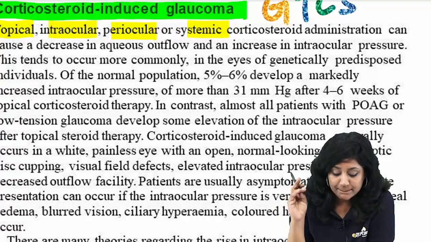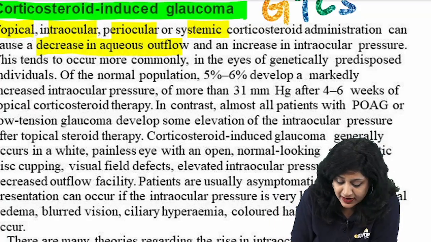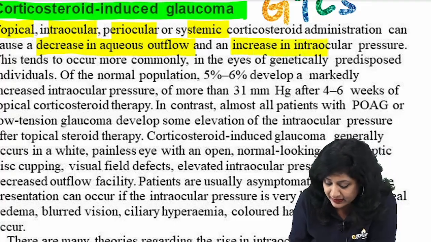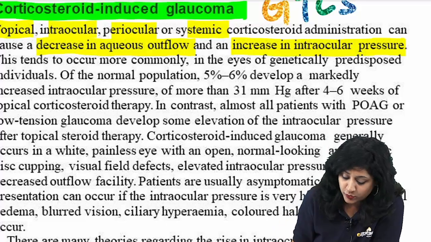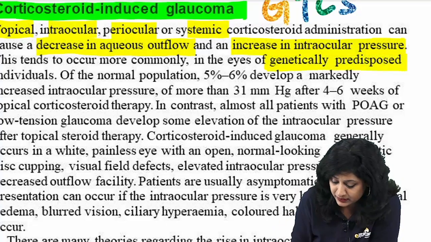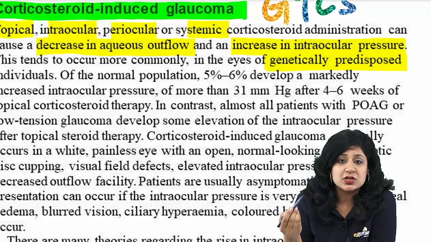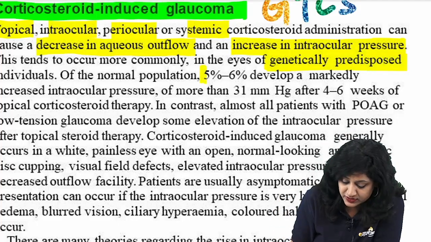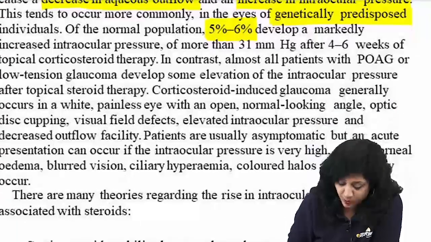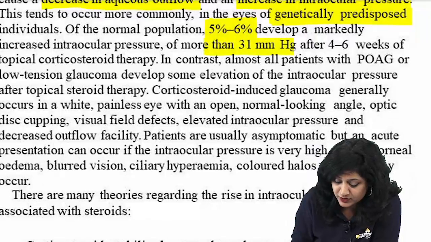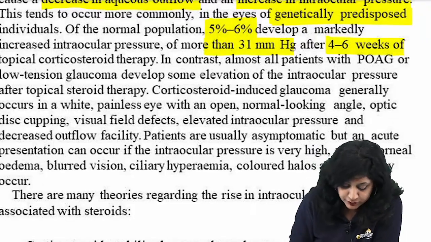Topical, intraocular, periocular, systemic, all can lead to a decrease in aqueous outflow and increase in intraocular pressure, but not all patients will show it, only those who are genetically predisposed, the high or severe steroid responders. It is just 5 to 6% that will be high steroid responders, and they will show intraocular pressure of more than 31 mm of mercury after 4 to 6 weeks of therapy.